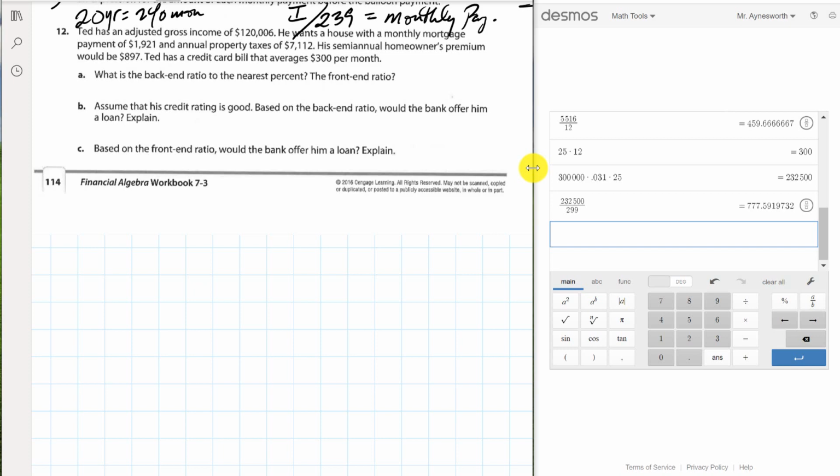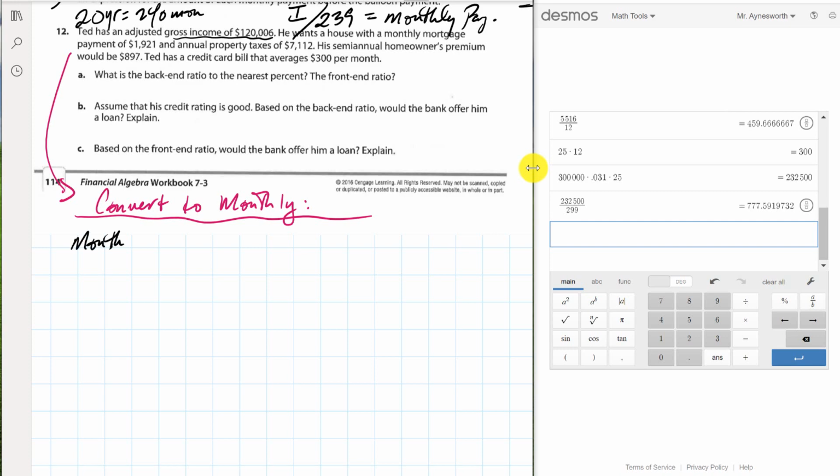Okay, so here we go. We want to convert to monthly again. So let's write that down again: convert to monthly. You want everything monthly. So the first thing we do is we read the problem again. He has an annual gross income of this. We want a monthly income. So let's take his annual, which is $120,000, and divide that by 12.